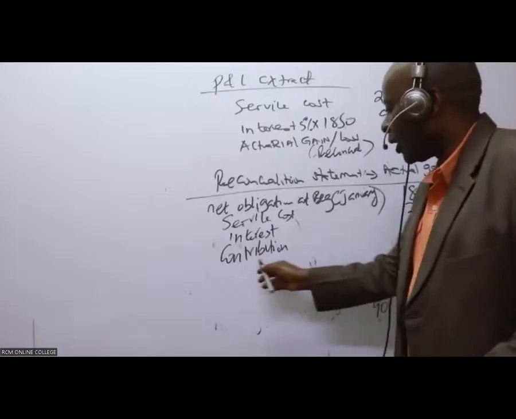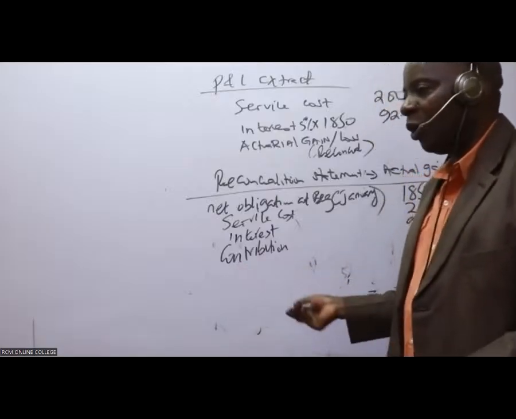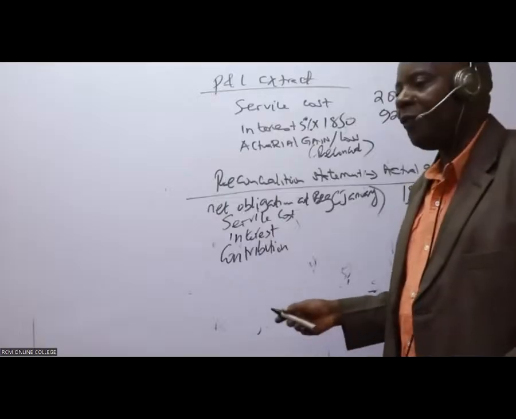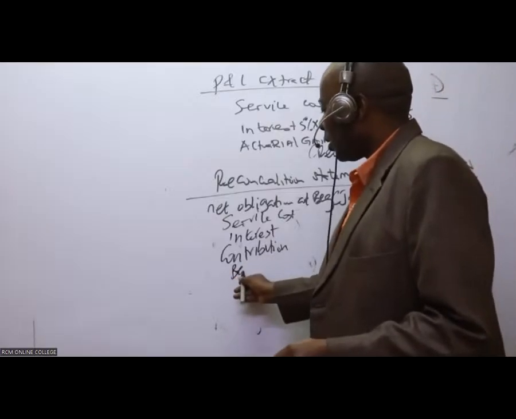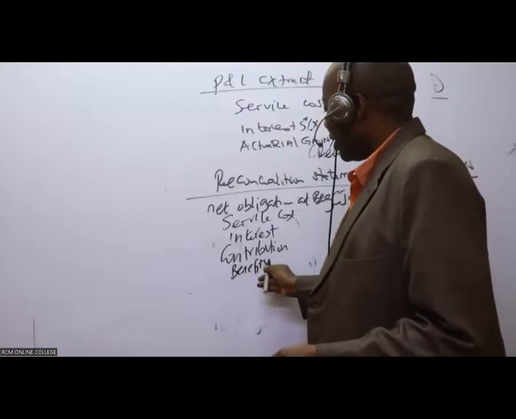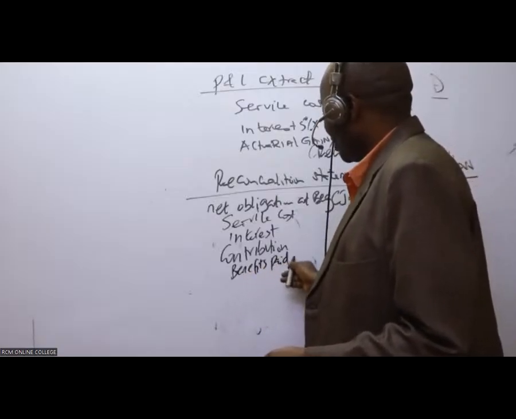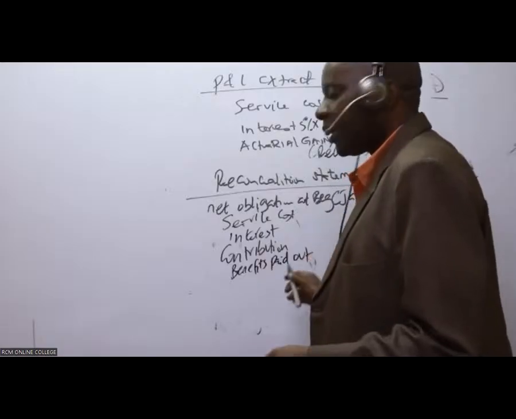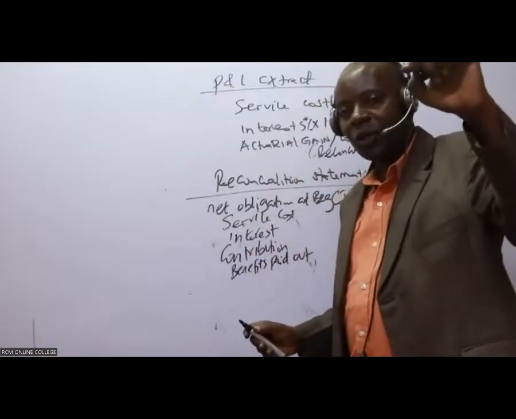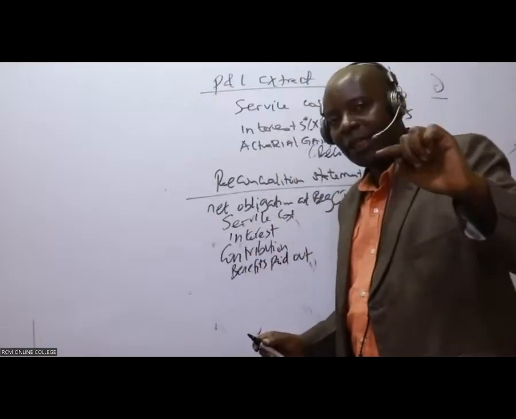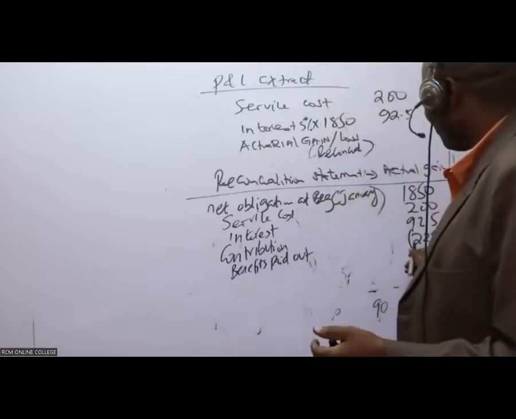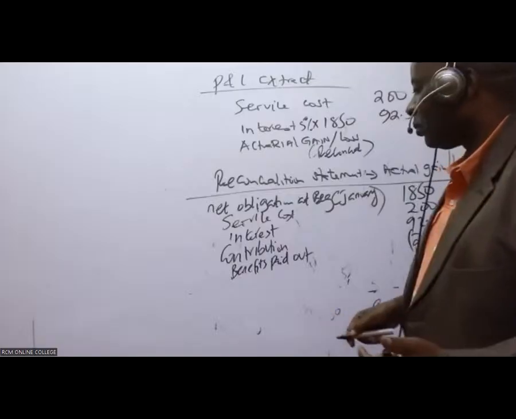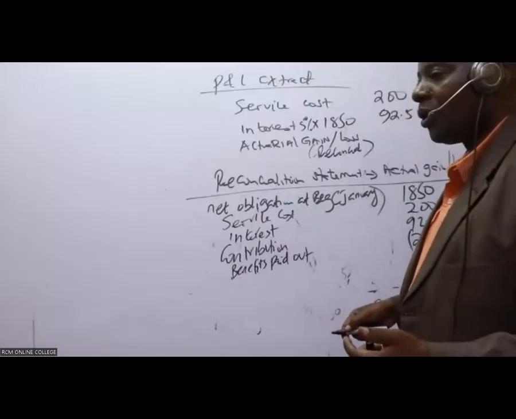You simply write for the examiner to demonstrate a broad and deep knowledge of the subject. Benefits paid out. In this case, you write ignore. Because it's affecting both the obligation and the asset, the obligation will go down and the asset is going down. So the net effect is 0. So benefits paid out, ignore. 0. Hot air.